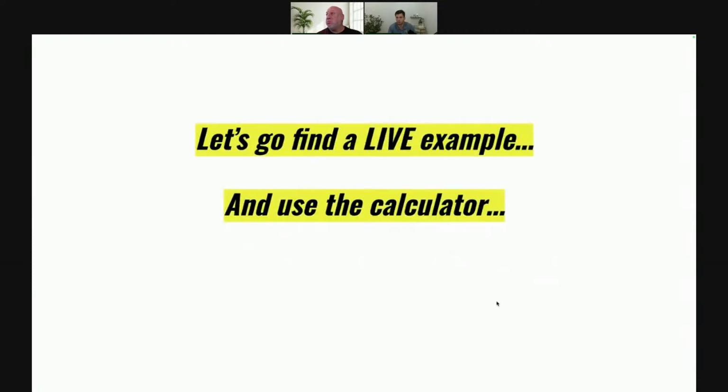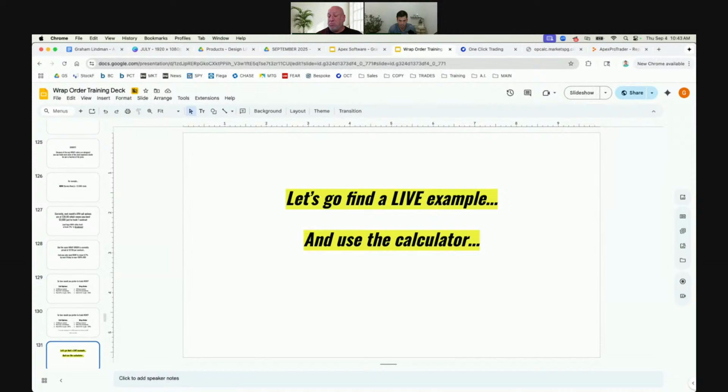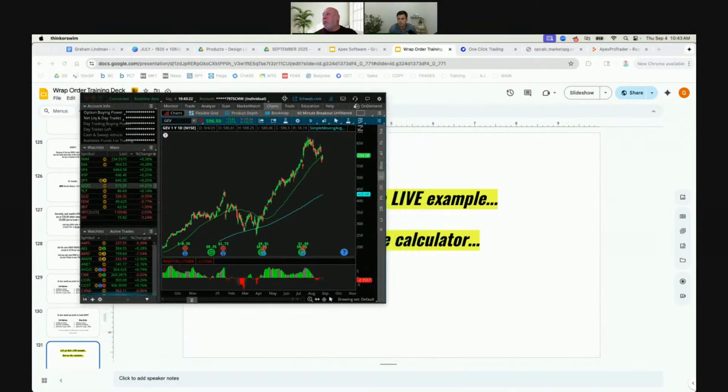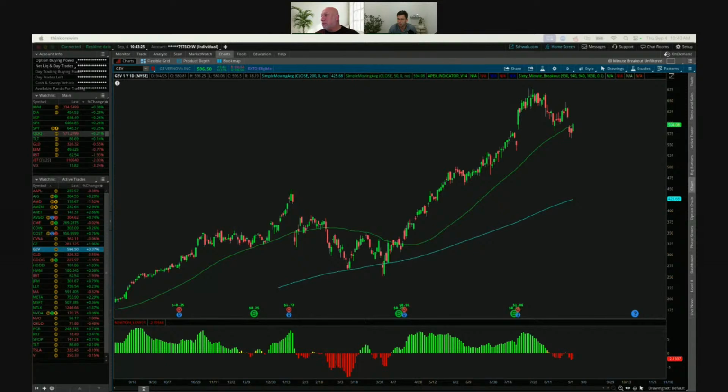So let's go look for a live example and use the calculator. And I'll go to the chat too and answer some of the questions here as well. Wrap orders use options, so it ends up being leveraged, just like options would be.